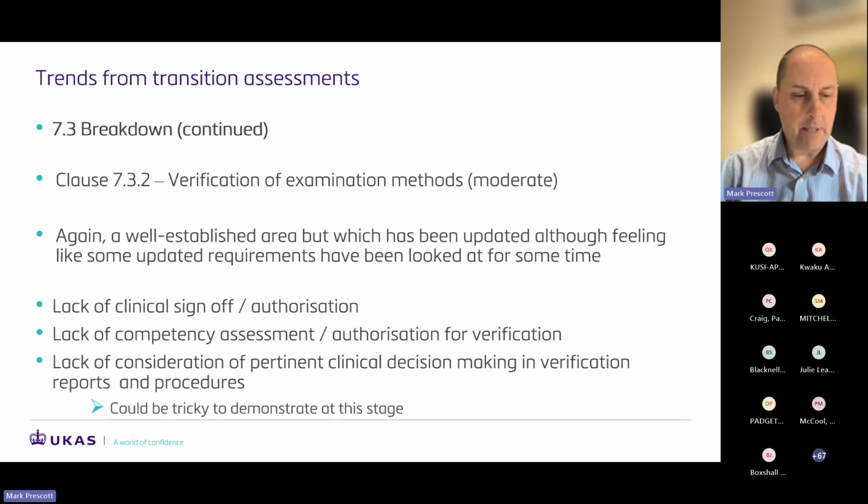7.3.2, so this is the other area of the 7.3 clause where we're seeing a number of non-conformities. So this is the verification of examination methods. Again, it's rated as moderate on the gap analysis, so there have been some changes from 2012. But it is also a well-established area, and I know we did touch on this in a presentation I did at the IBMS Congress last year, looking specifically at the changes to verification and the new requirements.